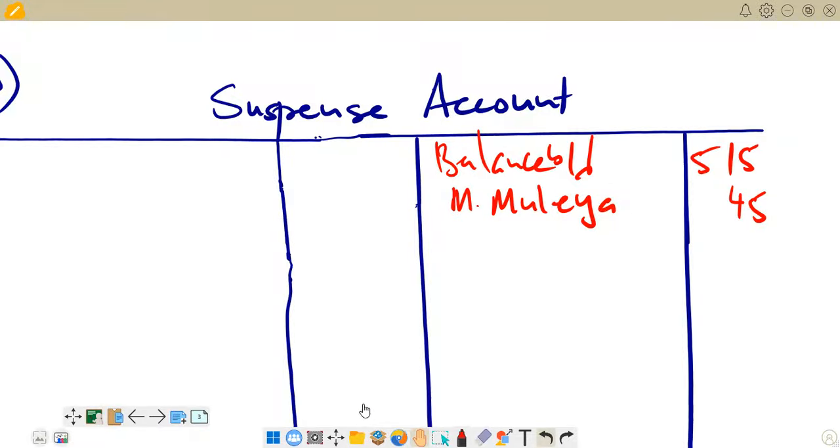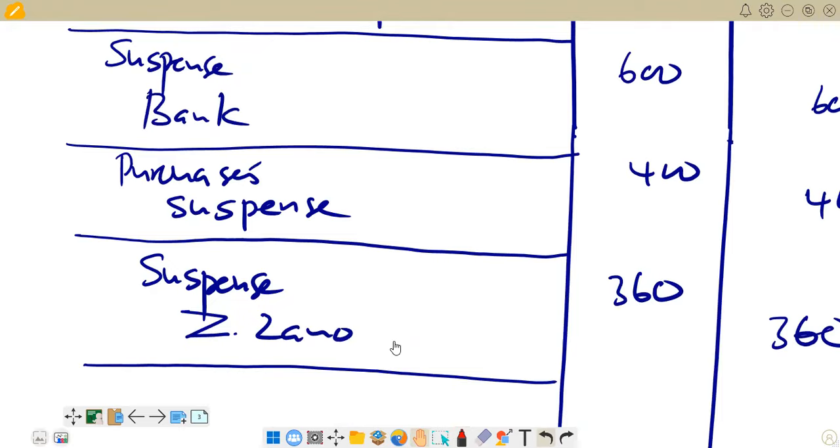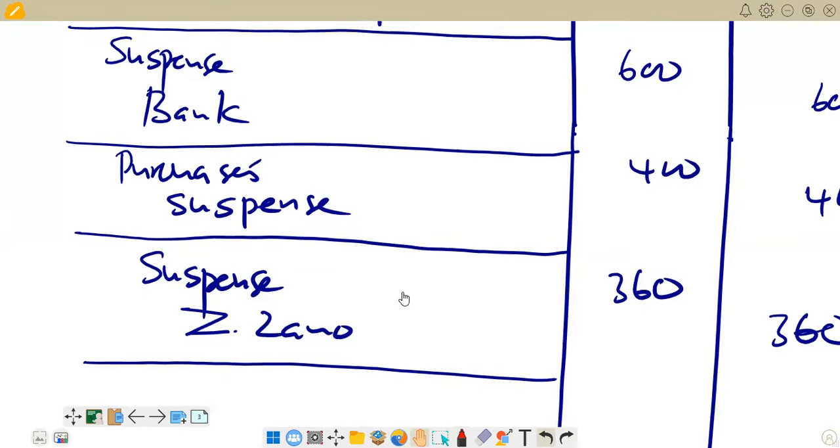So the 600 we are saying is on the debit, and we are saying it's bank, and it's 600. Then we also have the other one. The other one was, let's check the other one after 600. Right, the other, let's say we have 400 on the credit. You're going to the credit side, and we are going to put 400 and it's purchases, and then we go to the debit. We are going to put Zanu, and it's 360. So that's how we are going to enter that one.